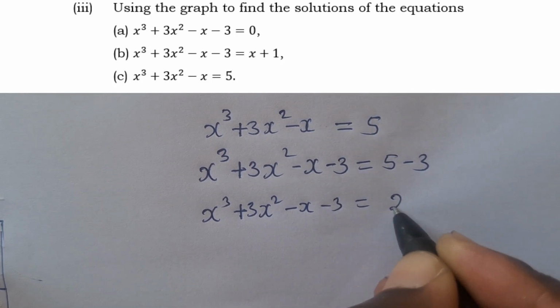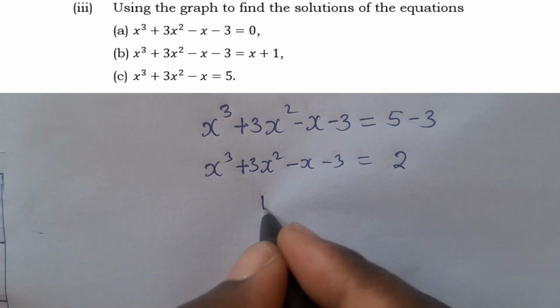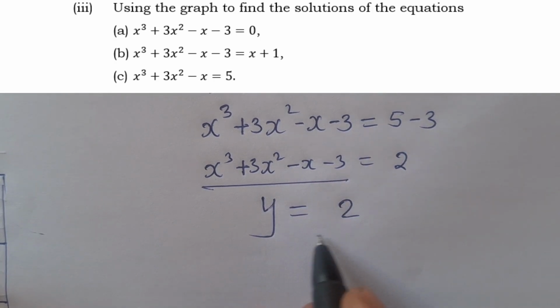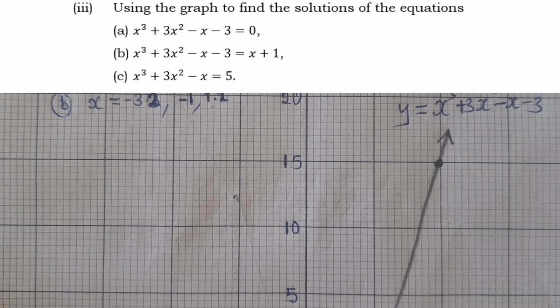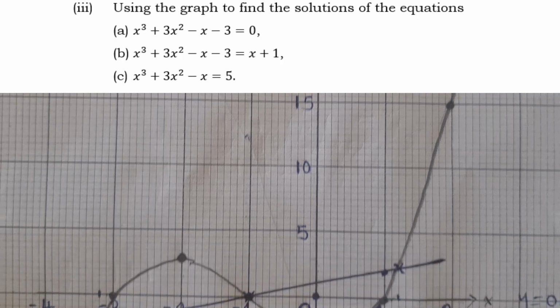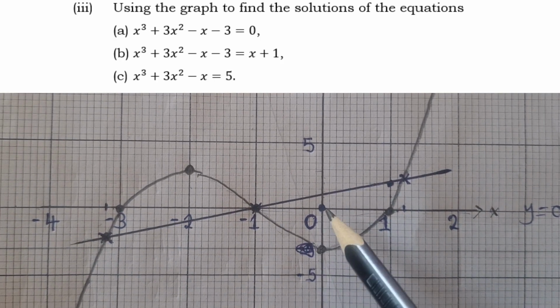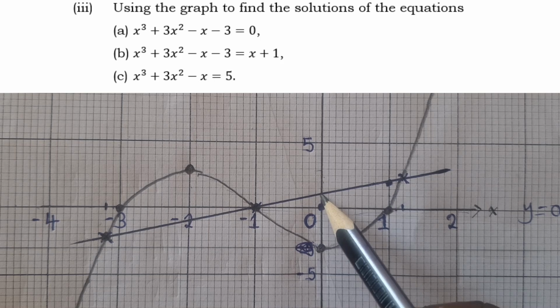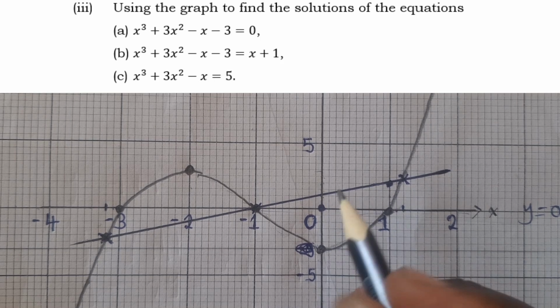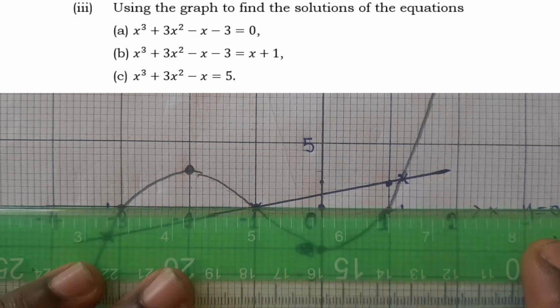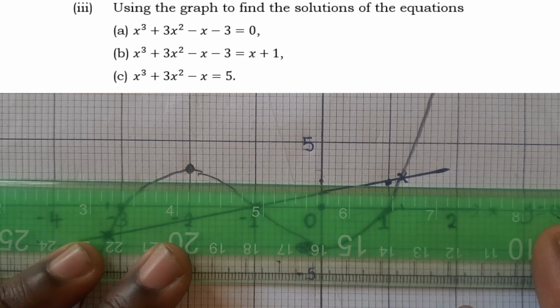is equal to what? To 2. So we shall say y is equal to what? 2. Because now this one looks like the original. So we can say y is equal to 2. You go to your graph paper, check where is our 2? It's supposed to be here, because this is 0, 1, 1.5, 2. So the same, get your ruler. Graph y is equal to 2. It will be like this.